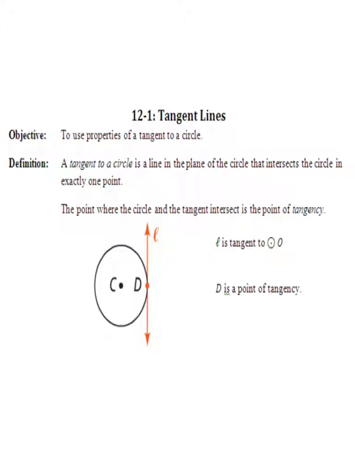Welcome to Chapter 12. We're going to start out here with 12.1, talking about tangent lines. Our objective is to use properties of a tangent line to a circle.